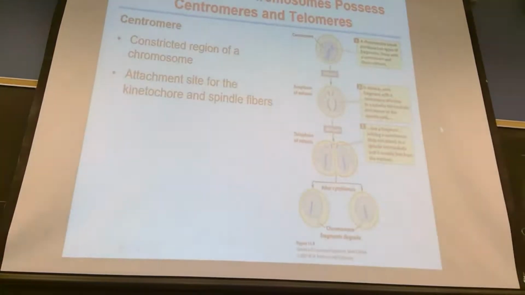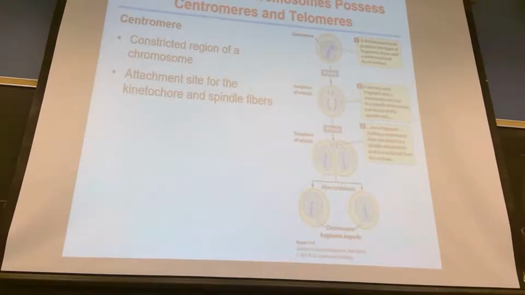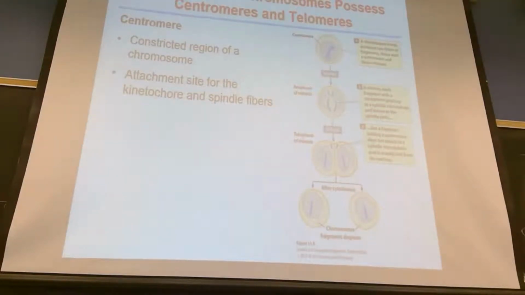And in each and every chromosome, there is only one centromeric region. If there is more than one, there can be non-disjunction and other problems.